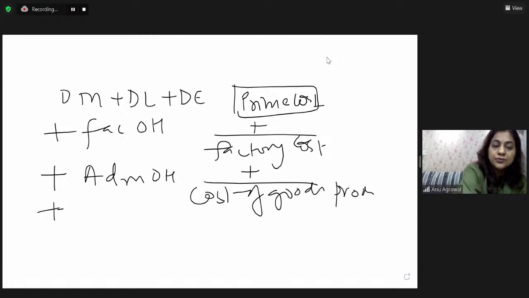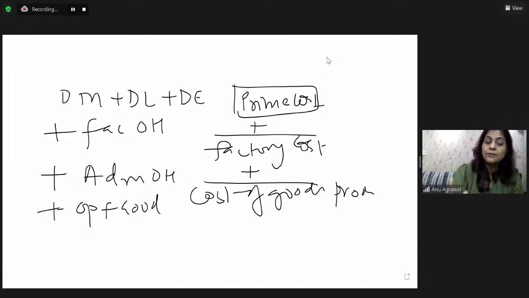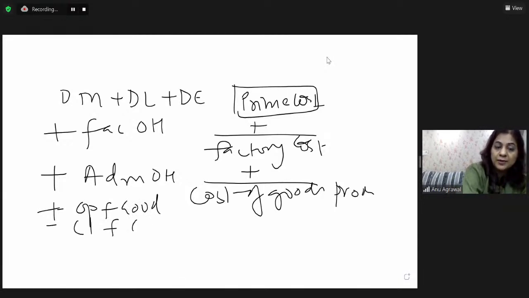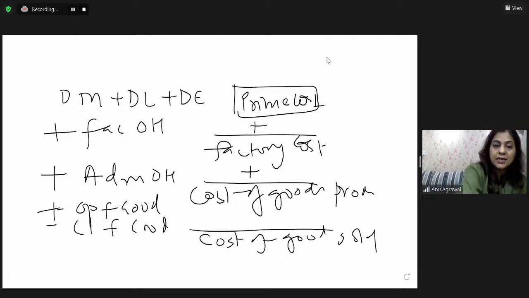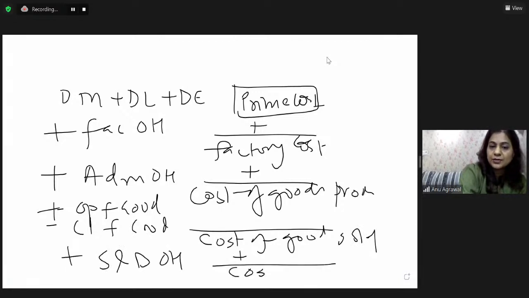Now, these goods which I produced, I will not sell all of them. So what do I do? The finished goods which I had, I'll add them up, and the finished goods I'm not able to sell, I subtract. Then I get my cost of goods sold. And in this, I'm going to add up all my selling and distribution overhead. And then I'll get my cost of sales.